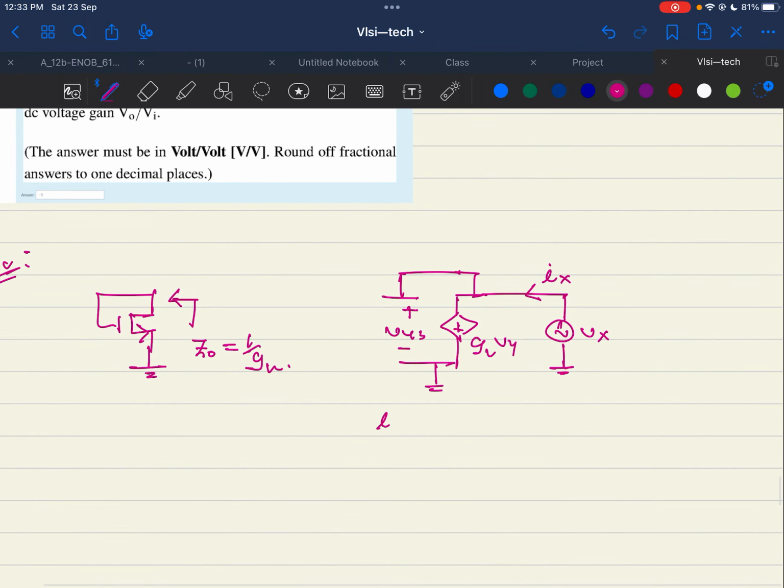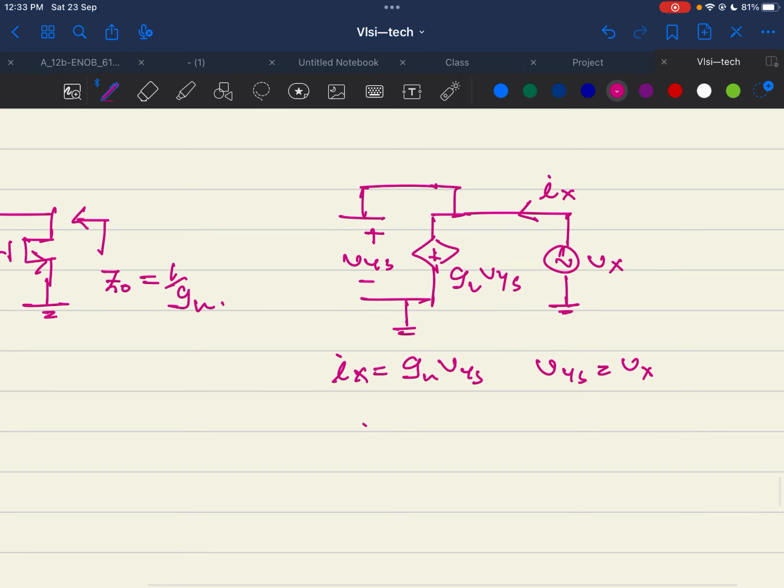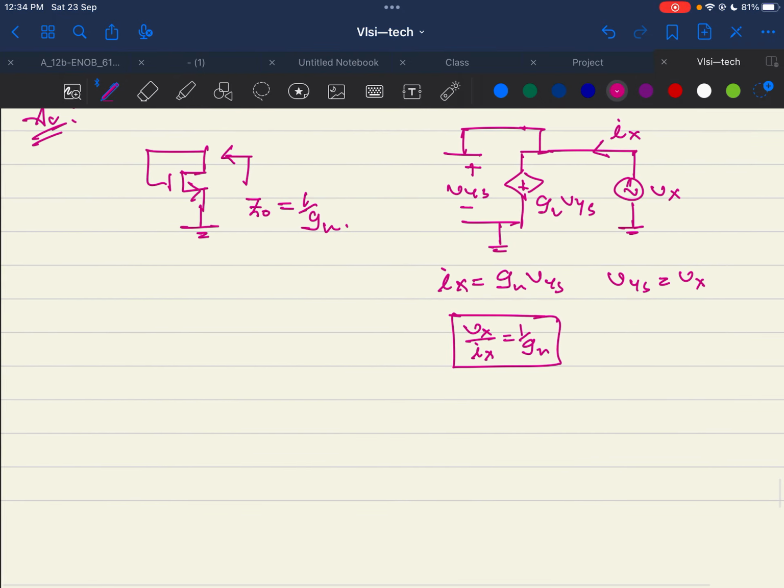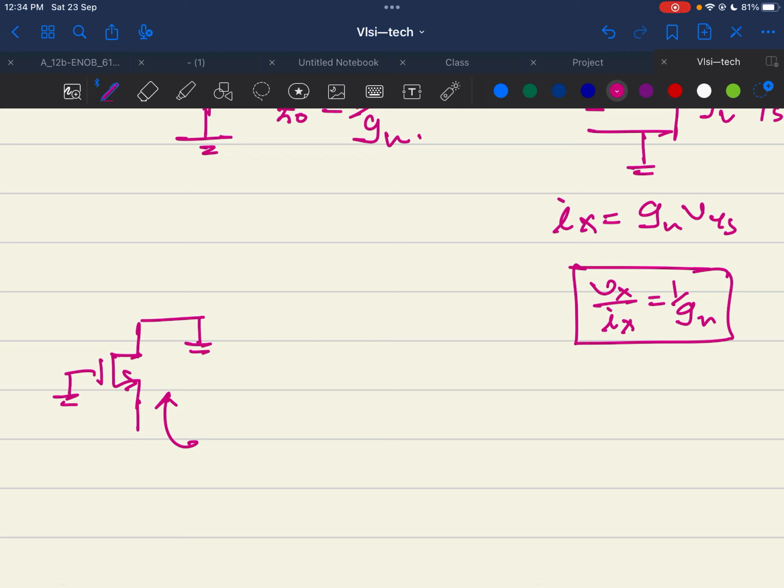From here we can directly say Ix equals Gm VGS, because there is no other path where Ix can go, so Ix will be Gm Vx, and VGS is also Vx. So we can write Vx by Ix equals 1 by Gm. In the same way, if for any transistor the gate and drain are shorted and they ask to find the impedance from the source terminal, then also Z0 equals 1 by Gm.